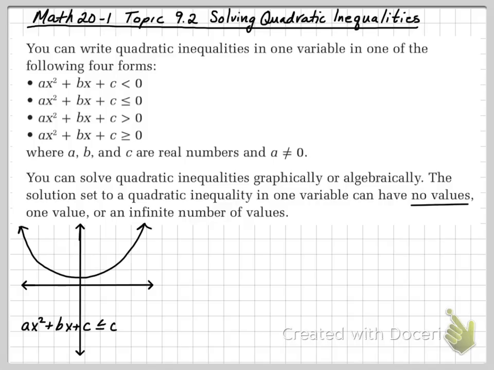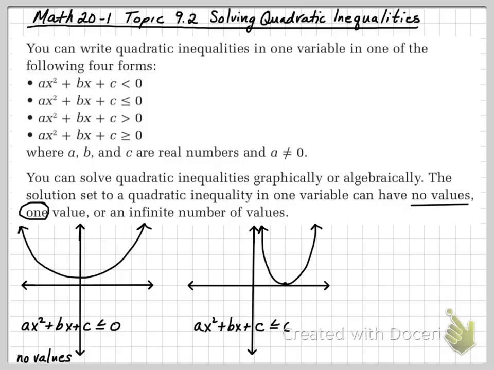Here we have ax squared plus bx plus c is less than or equal to 0. Well, anywhere along that graph is going to be greater than 0. The minimum point is above 0, so there are no values on that graph where it's going to be less than or equal to 0.